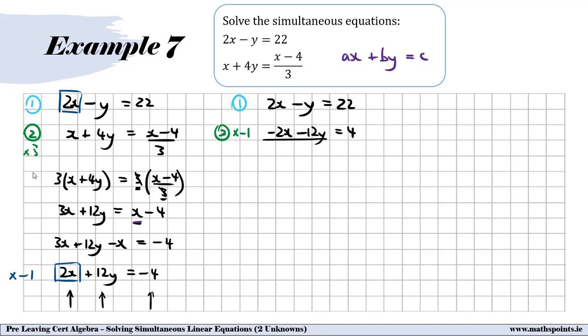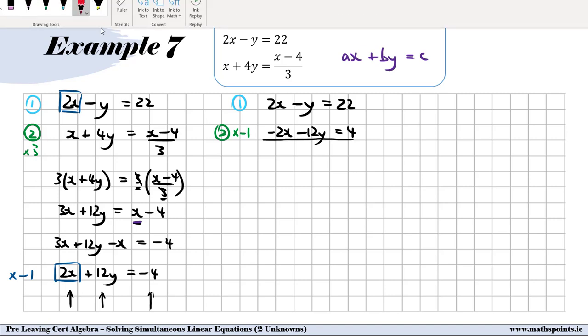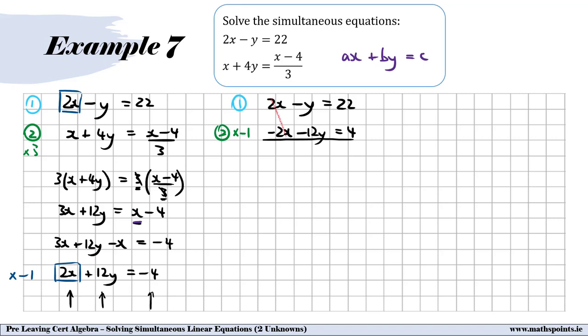I'm going to draw a line underneath, and I'm going to add the two lines. So 2x minus 2x is 0. They cancel out or eliminate. Then I have -y minus 12y, which is minus 13y, and then I have 22 plus 4 is 26. If minus 13y is equal to 26, and I divide both sides by minus 13, I have that y is equal to 26 divided by minus 13, which is -2. And so that's the first solution to the simultaneous equation.